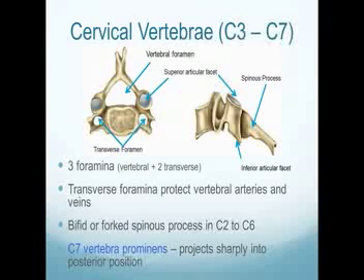The spinous process of the C7 vertebra actually projects sharply in the posterior position. So if you were to feel the back of your neck, some individuals can actually feel this, where you'll feel all the bumps, and then all of a sudden one just drops very quickly. That's generally C7 if you know what you're feeling for.